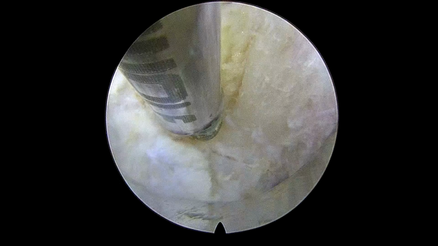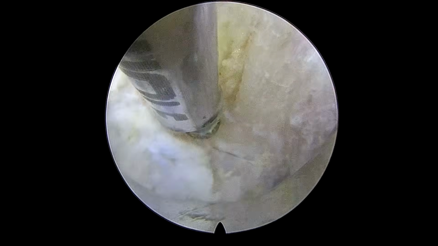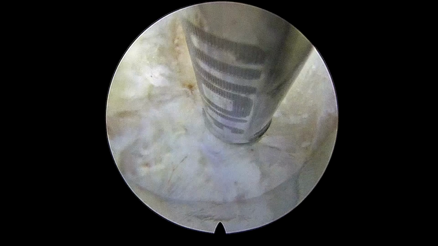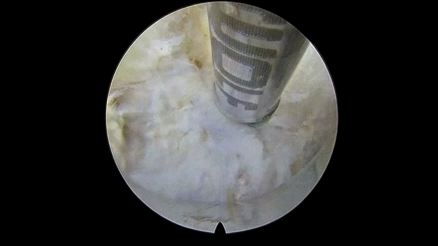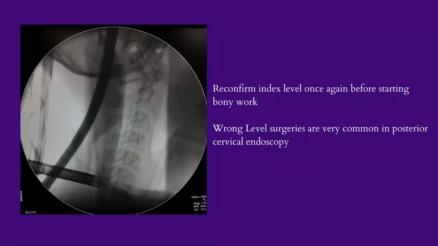Before starting bony decompression, this is the time you have to again recheck the index level of surgery. Sometimes it happens that you may do the entire dissection on the wrong level. So it is advisable to take a C-arm shot before starting your bony work again.